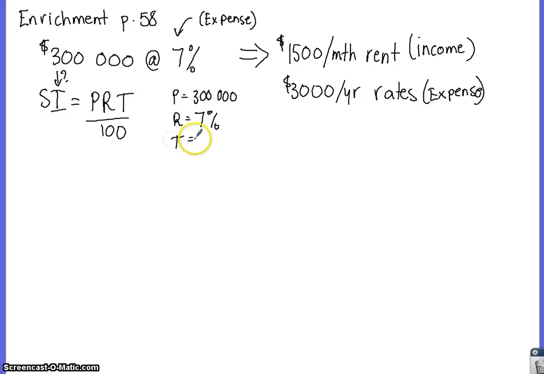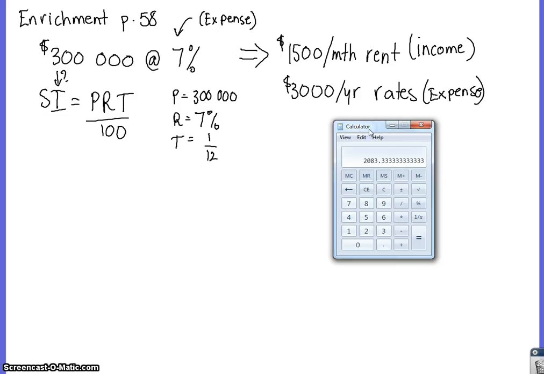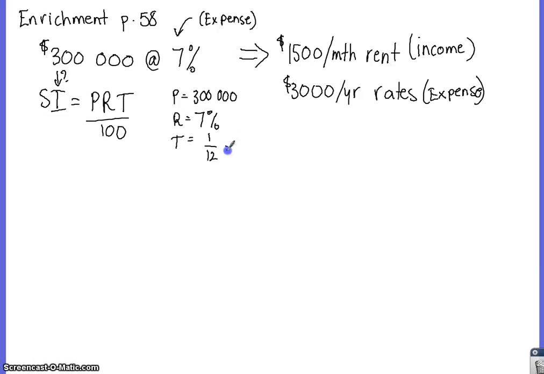And what's our T? How long are we going to keep it in there for, or what do they want to know? 1 month. 1 month out of 12. Because remember, we do it as a year. This T is represented as a year. So 1 divided by 12 virtually is the way we want to do this. So if we clear that, 1 divide 12, that's 0.0833. Okay, and this will give us interest every month.